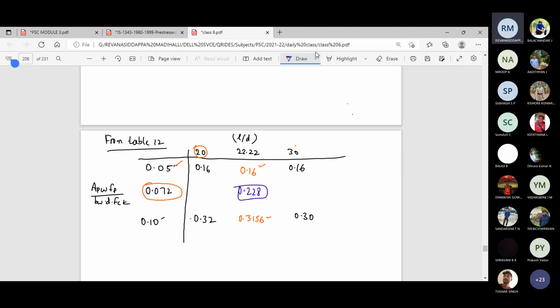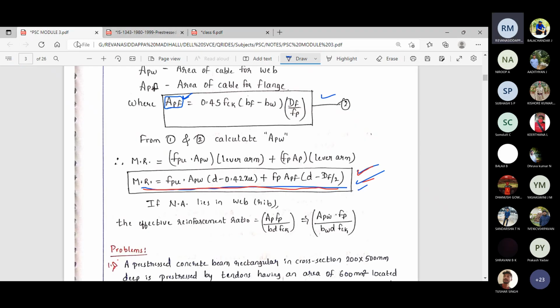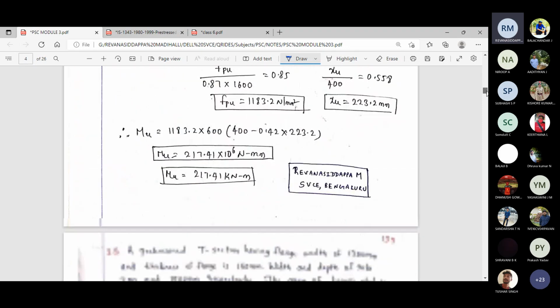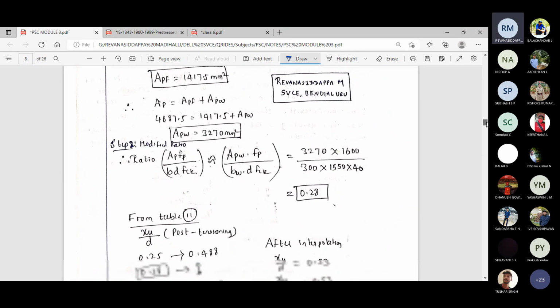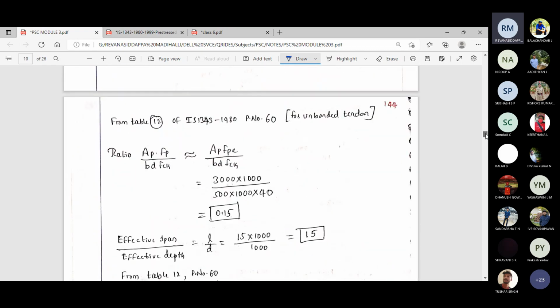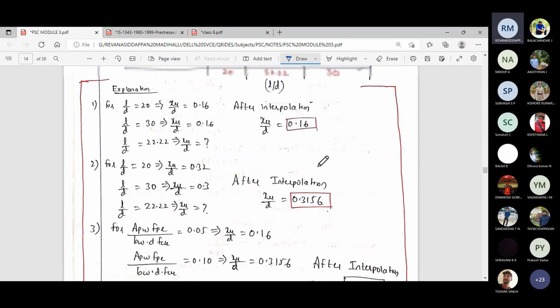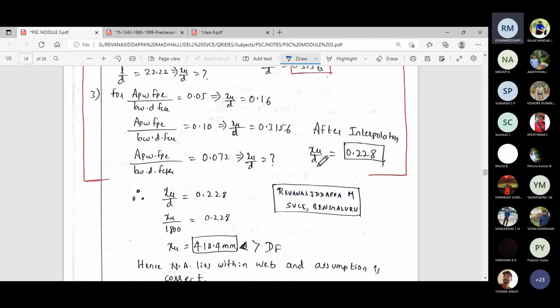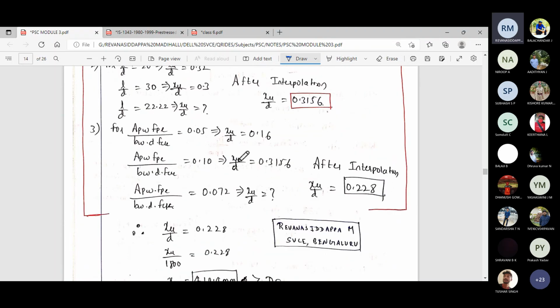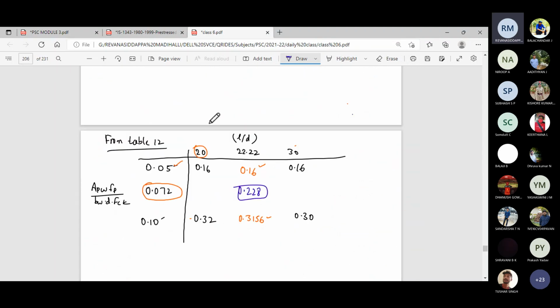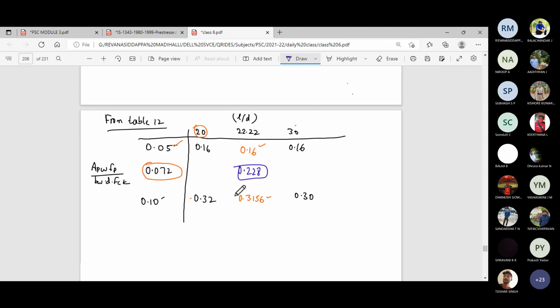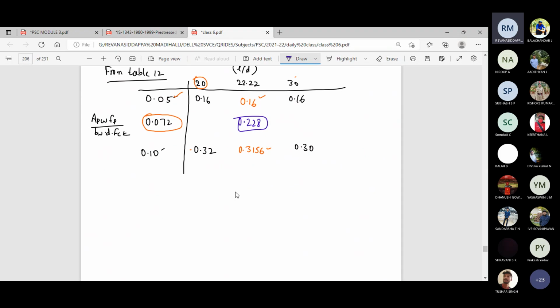0.228. So in the notes, I have given a detailed explanation for this, students. The thing is that you just need to do the interpolation 3 times. That's it. Below this table I have given a detailed explanation. If you have any confusion, you can go through this, and you will understand it in a clear fashion. Now the final value is 0.228.